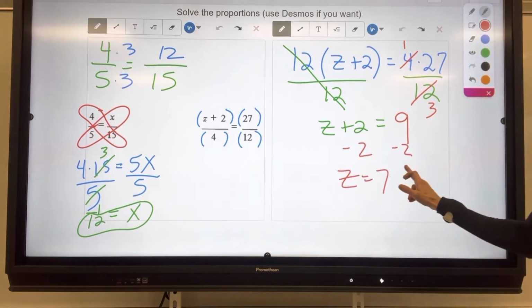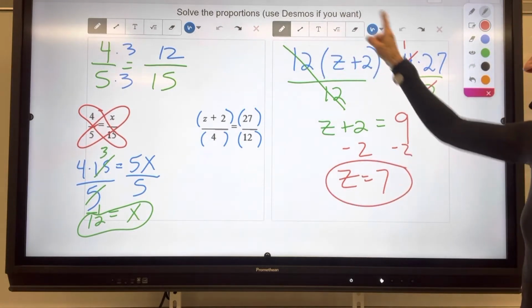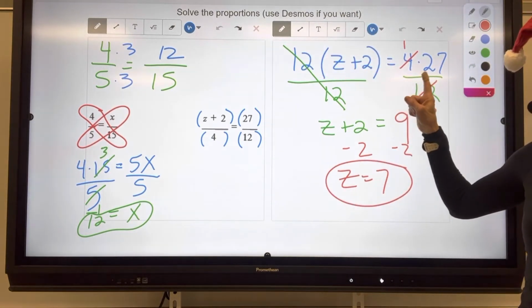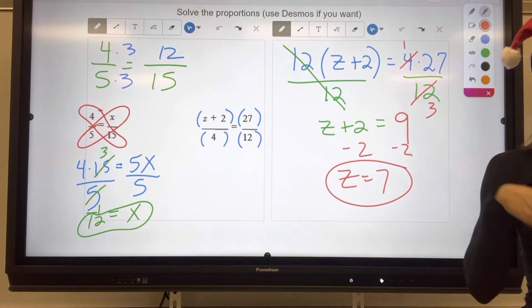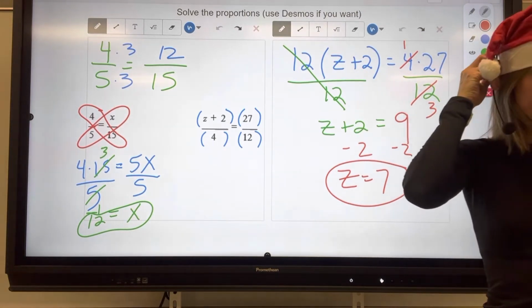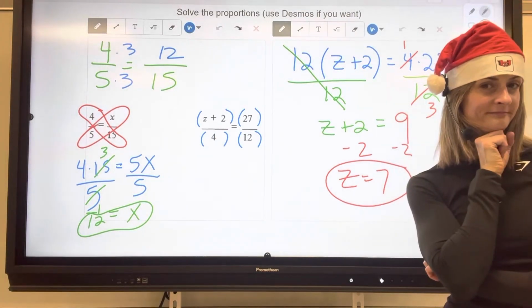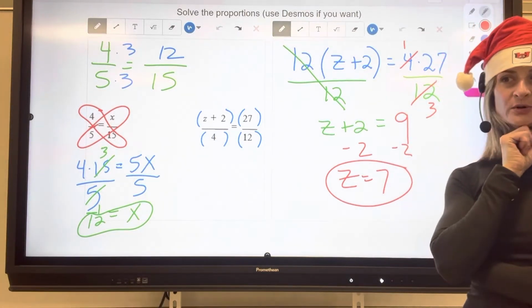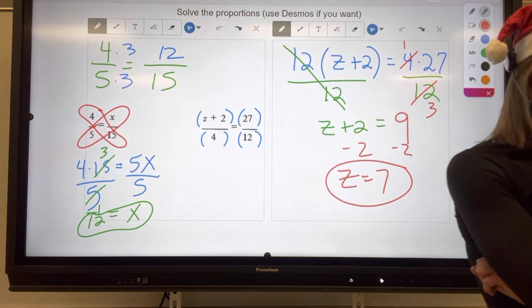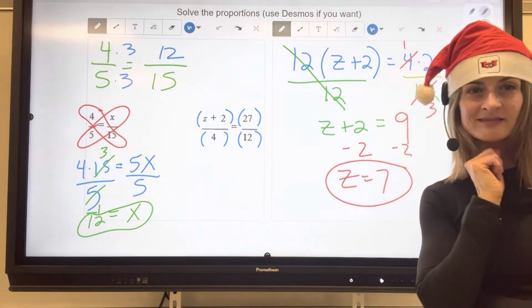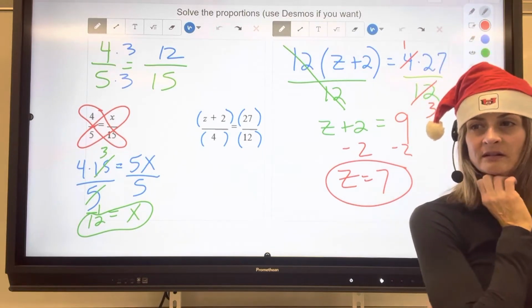Did anyone do this problem with the distribution of 12 in this room? I mean, I had someone do it yesterday, and then we checked and they got the same answer. Did anyone do that in here today? You guys are quiet. Does anyone have questions? Do you guys remember this? A little bit? A little bit?